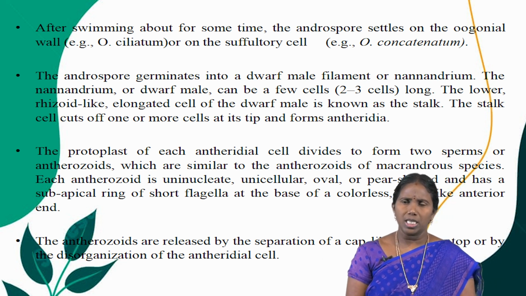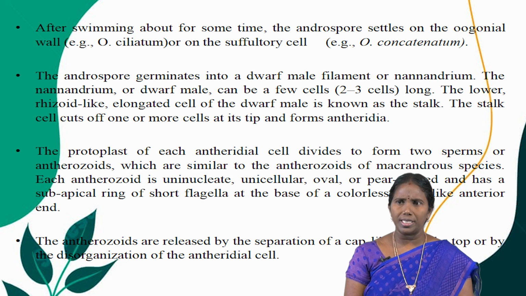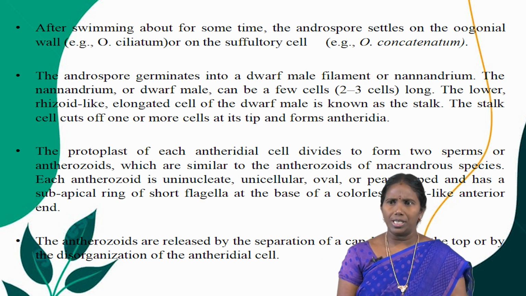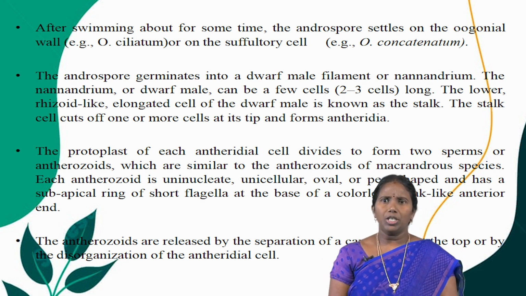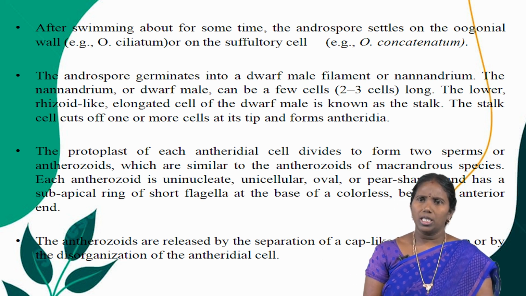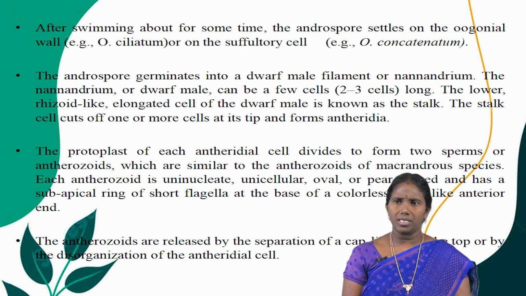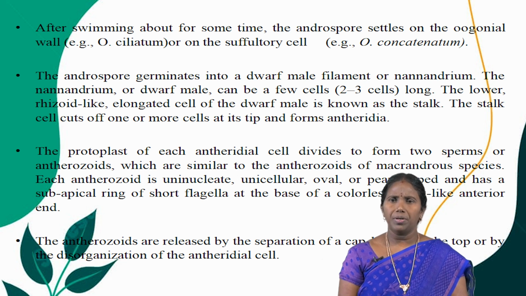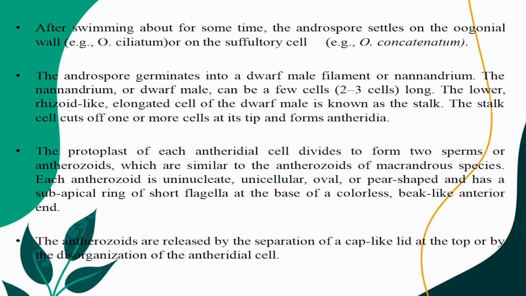a macrandrous species. Each antherozoid is uninucleate, unicellular, oval or pear-shaped and has a subapical ring of short flagella at the base of a colorless beak-like anterior end. The antherozoids are released by the separation of a cap-like lid at the top or by the disorganization of the antheridial cells.